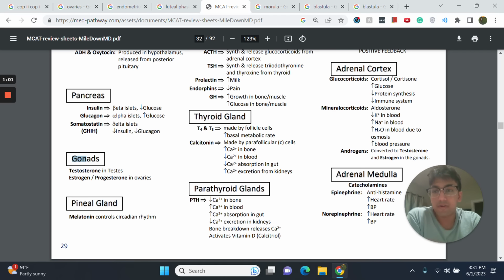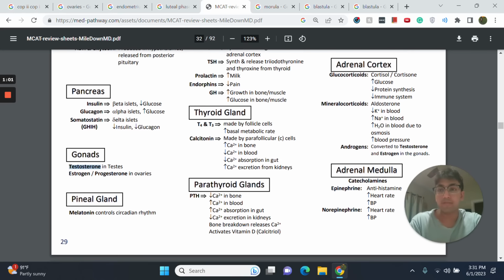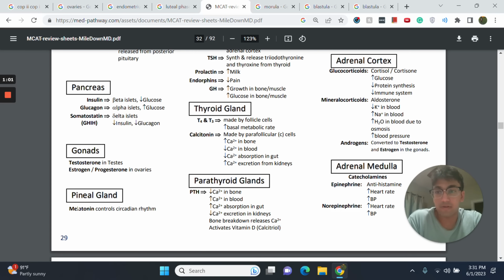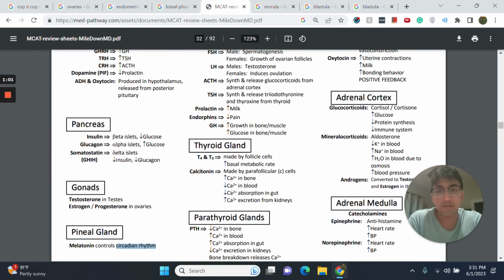Gonads are responsible for testosterone in testes and estrogen and progesterone in ovaries. Remember, estrogen establishes, progesterone protects. Testosterone is responsible for just the general male sexual characteristics. Pineal gland is responsible for producing melatonin, and if you've ever heard of melatonin sleep supplements, that's something that helps you sleep, so you can use that to remember that melatonin controls the sleep cycle.